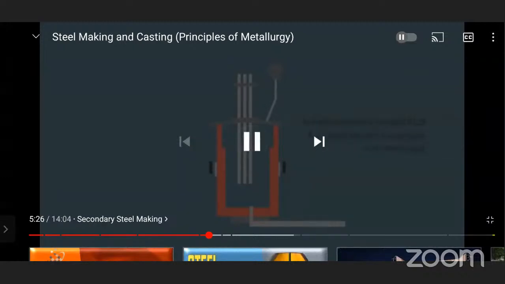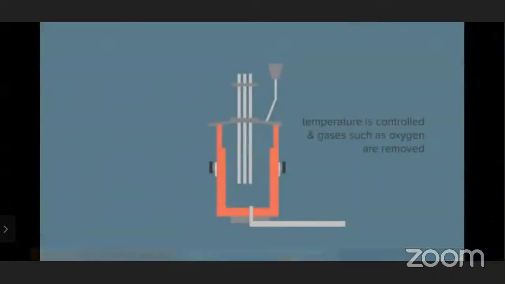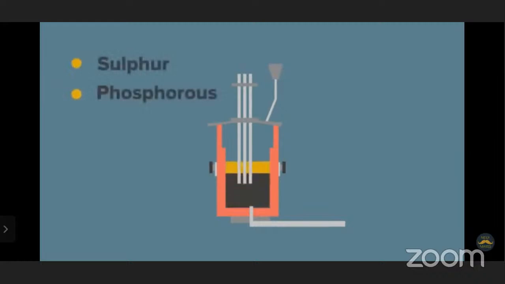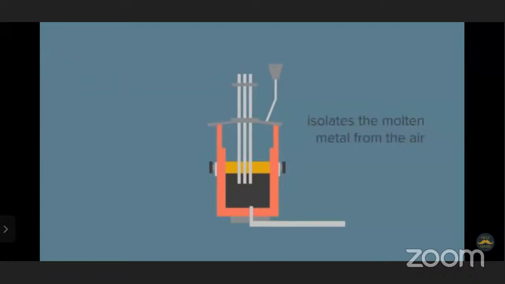Temperature is controlled and gases such as oxygen are removed through the addition of aluminium and silicon. The process also reduces impurities such as sulfur and phosphorus through slags that will be built up in the ladle. This slag also retains heat in the ladle and isolates the molten metal from the air.